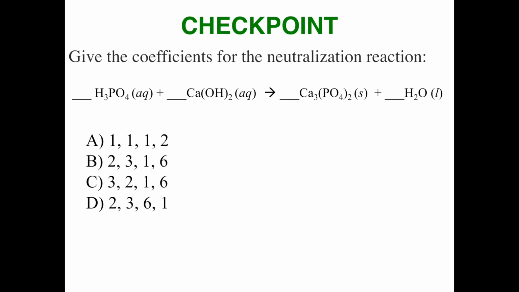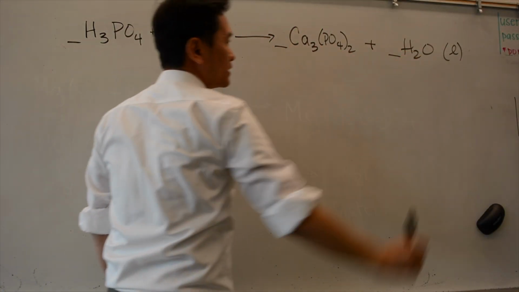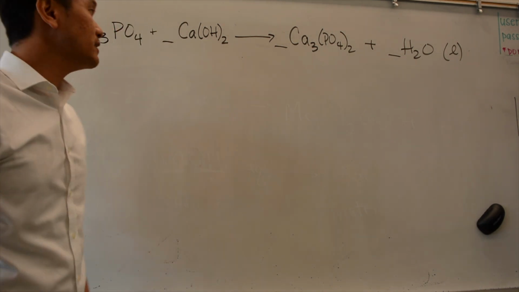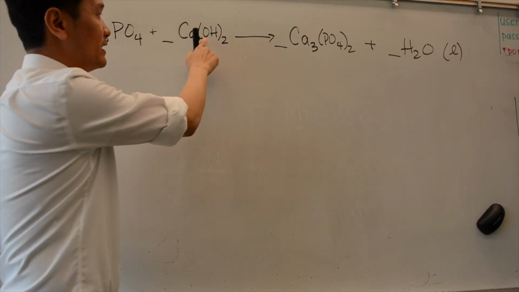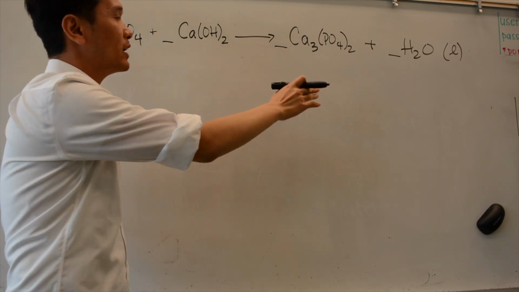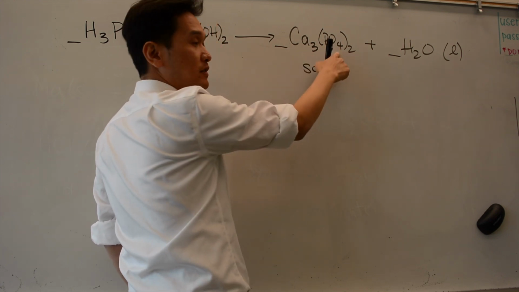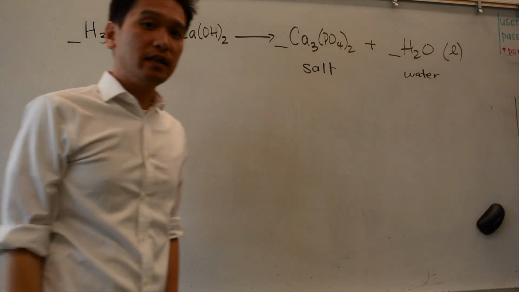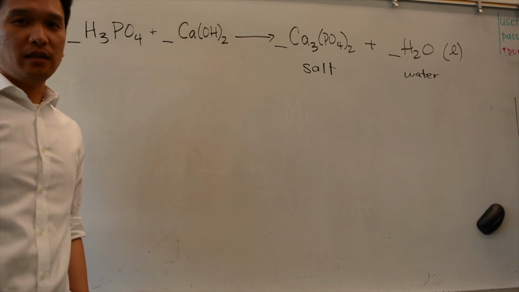Let's have a checkpoint. Here is another example of an acid-base neutralization reaction. Let's review some concepts here. Why is this called a neutralization reaction? Well, we start out with an acid, phosphoric acid, and a base. It has that OH, therefore it's a base. So acid and base, and what is your product? Your product is a salt, calcium phosphate, and water. So this, again, is a neutralization reaction. Now, the question here is to balance the equation.